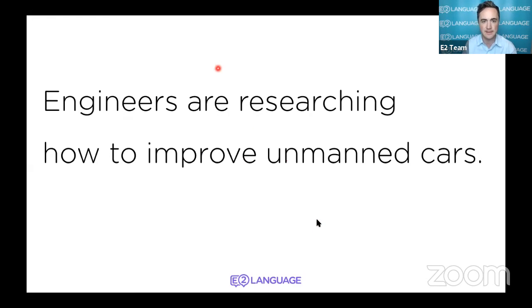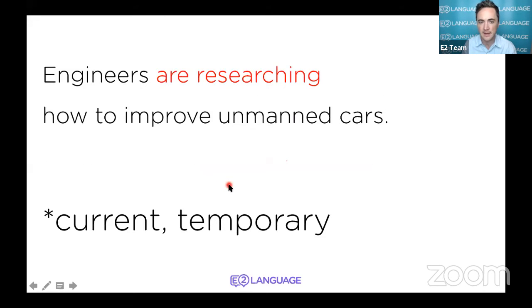Yes, that's right. Good. So the current but temporary: engineers are researching how to improve unmanned cars. It could say engineers research how to improve unmanned cars, which would be factual and permanent. But because we've changed the verb a little bit, it's still in the present, but it has a different meaning. Engineers are researching now makes it current yet temporary. It will have an end.